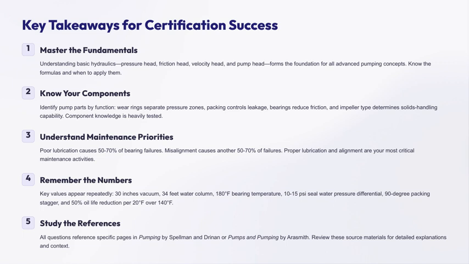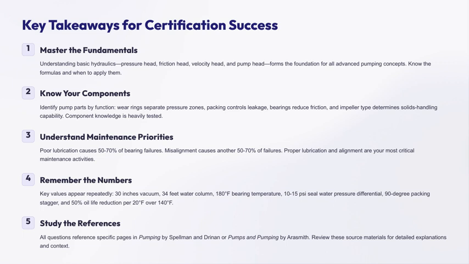Third, understanding maintenance priorities can't be overstated. Poor lubrication is responsible for 50 to 70% of bearing failures, and misalignment causes another 50 to 70%. Focusing on proper lubrication and alignment should be at the top of your maintenance checklist.